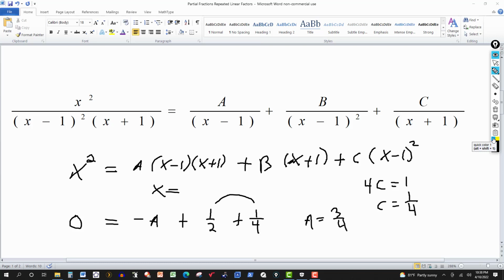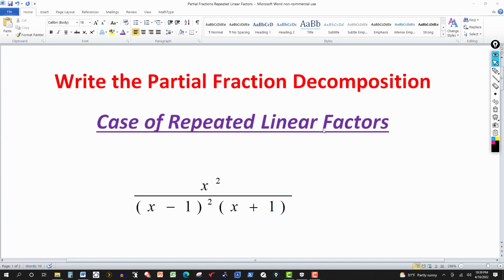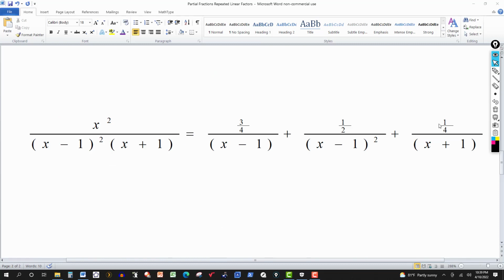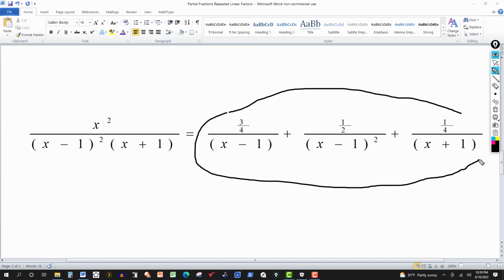So again, the final answer for this one, of course, as I mentioned earlier, is this. This is your partial fraction decomposition. And this is the case again where the linear factors are repeated. Like I said, you can write it this way or simplify by multiplying here by 4, multiplying here by 2, multiplying here by 4. That's it.